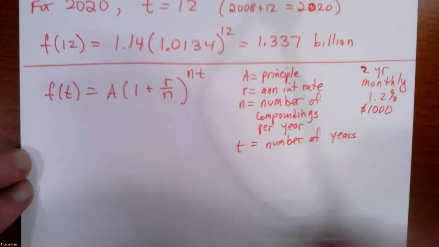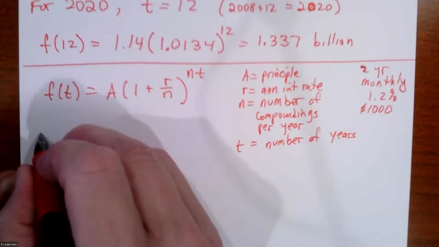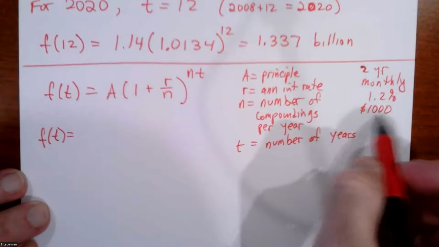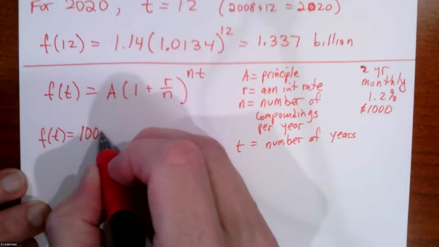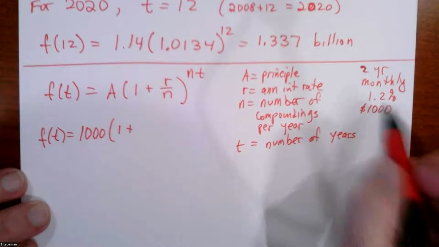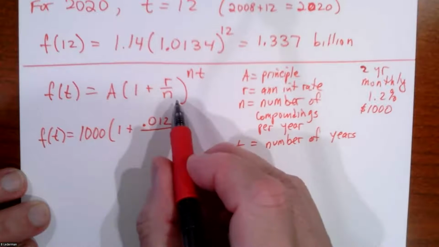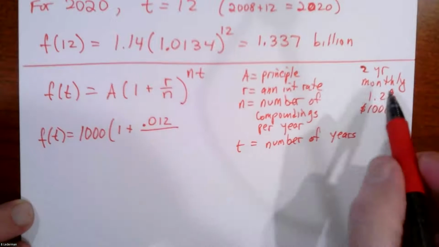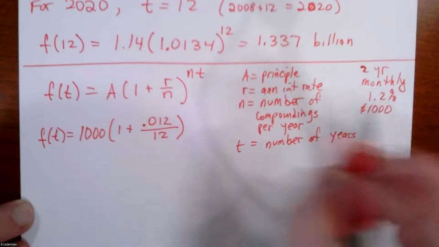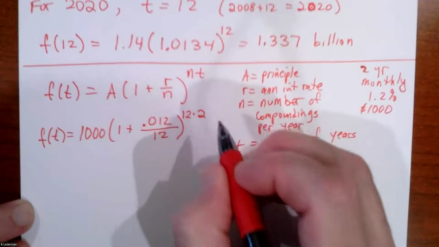Okay. So f of t is how much money you're going to have. So f of t is equal to a, which in this case is 1,000, times 1 plus, now the interest is 1.2%. As a decimal, that's 0.012 divided by n. n is the number of compoundings per year. Now we said it's monthly compoundings, so that's 12 compoundings per year, times the same n, so times t, the number of years, and that's 2 years.